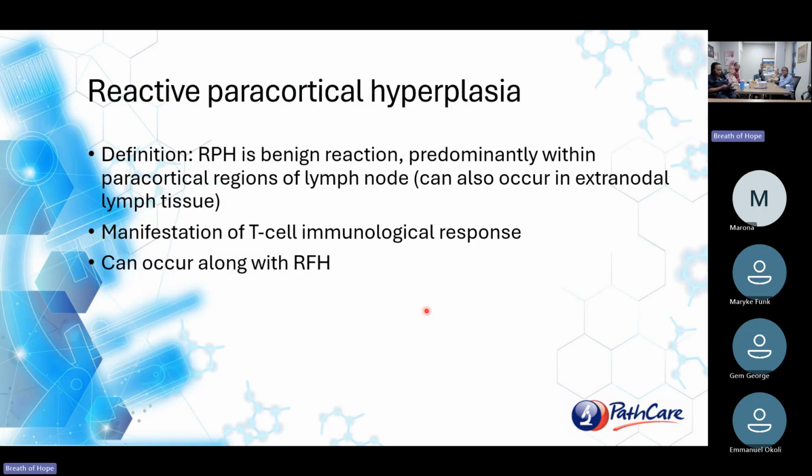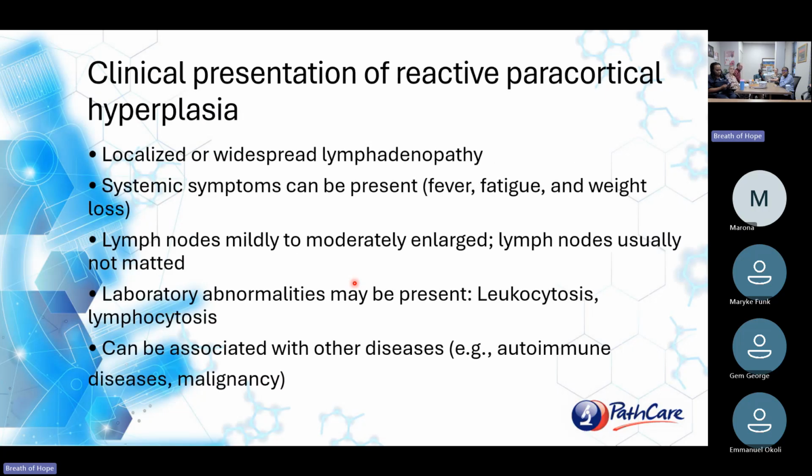Then we can have reactive paracortical hyperplasia, and that is predominantly a T cell immunological response. And it can occur with follicular hyperplasia as part of a mixed picture, or it can occur in isolation. So these patients present with localized or widespread lymphadenopathy. They may have systemic symptoms. The lymph nodes are mildly to moderately enlarged. They're usually not matted. There might be laboratory abnormalities such as leukocytosis and lymphocytosis, and there's frequently another disease on board, such as autoimmune disease or malignancy.